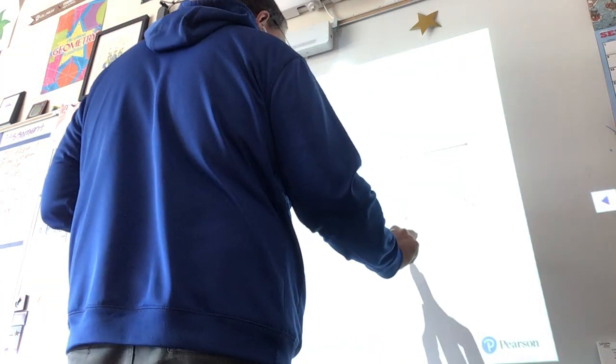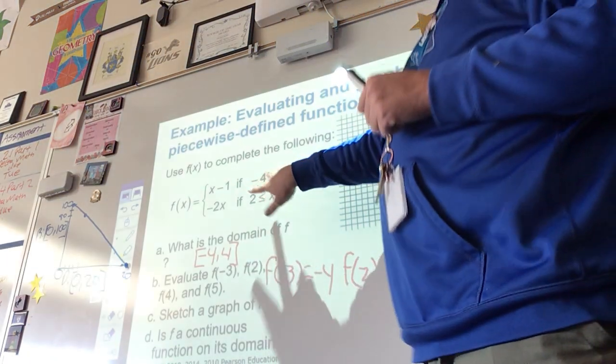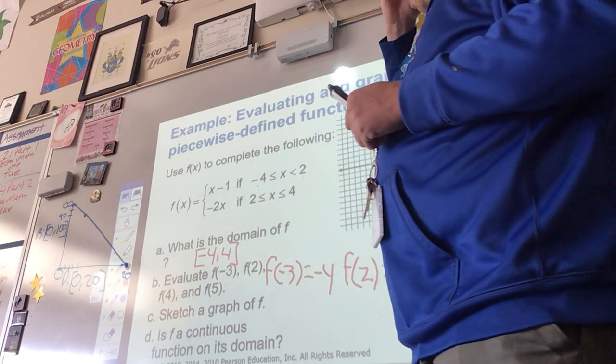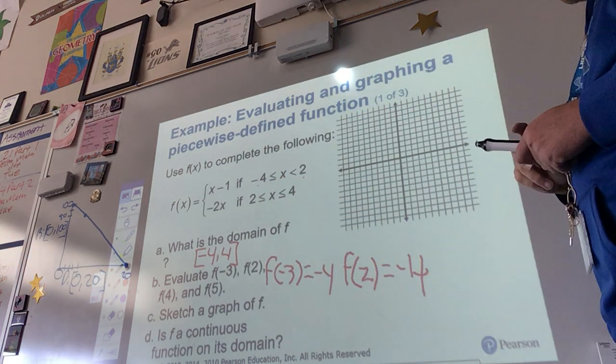So f of 2 would be -4, and you want to plug it in the bottom one because if there's 2 numbers with the same number, you go with the one with the equal to sign. So 2 times -2 would be -4.